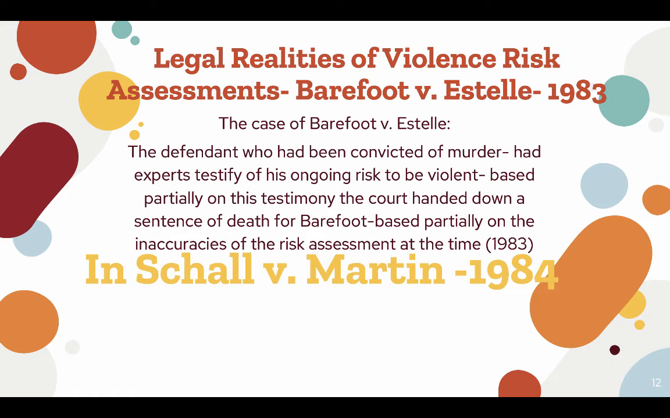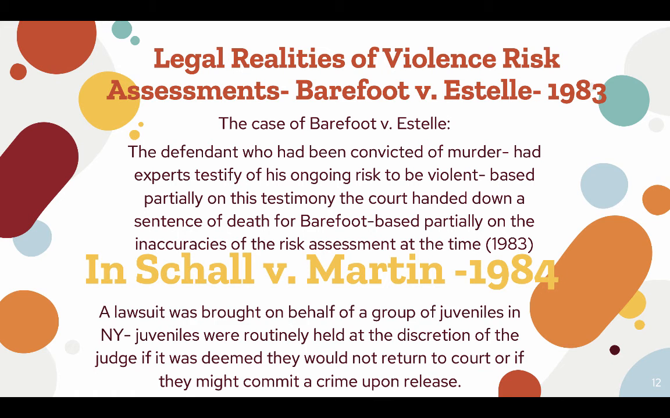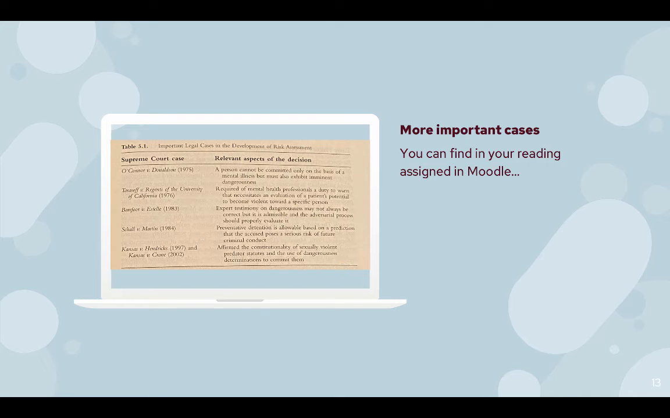In Shaw versus Martin in 1984, a lawsuit was brought on behalf of a group of juveniles in New York. The juveniles were routinely held at the discretion of the judge if it was deemed that they would not return to court or if they might commit a crime upon release. So these were all based on risk assessments. There are some more important cases you'll find in the assigned reading.